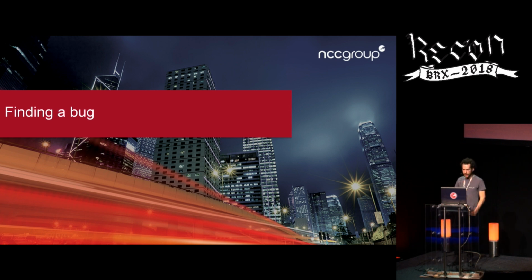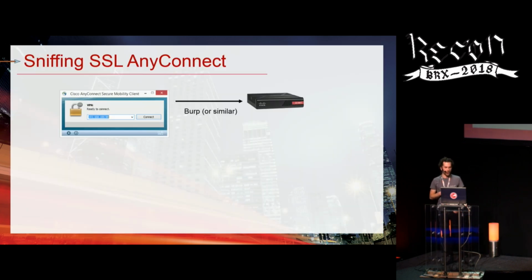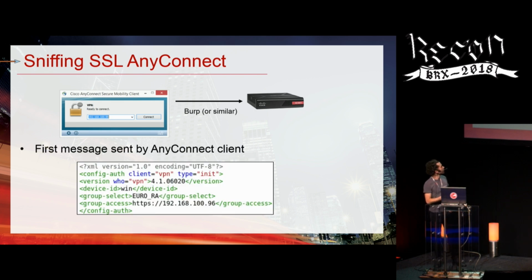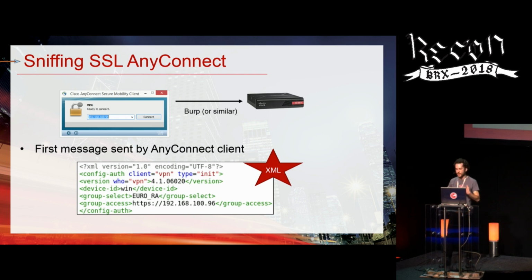So finding the bug. This step is quite interesting, because I was looking for pre-auth. I was like, okay, AnyConnect is really cool. I want to know what goes inside SSL. So I used a tool like Burp to sniff what AnyConnect sends to the ASA. And you come up with this simple XML packet, which gives you the version of AnyConnect and specific other tags to specify specific requirements for the connection. And I was like, oh, that's interesting. That's XML, because XML is known, it's text, so it's easy to read.